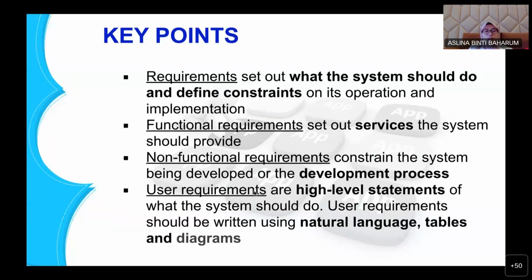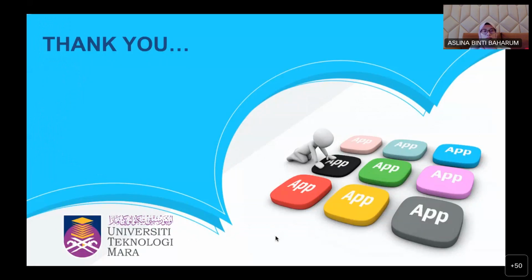And user requirement is a high-level statement telling you what the system should do. User requirements can be written using natural language, table form, or diagram. That's all.